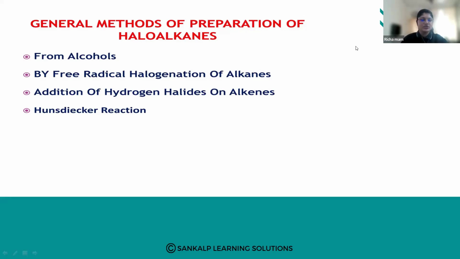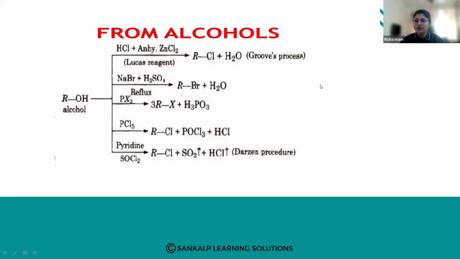So in the previous session, we discussed the general methods of preparation of haloalkanes. The different methods we discussed: first, from alcohol. These were the different named reactions. We have seen the Groves process, the important Groves process. Then we have seen Darzens process.